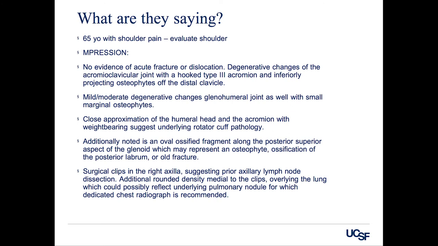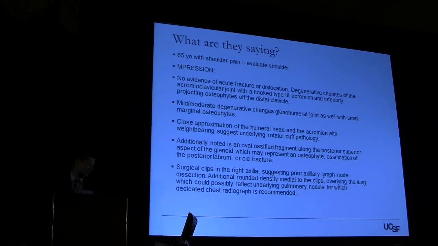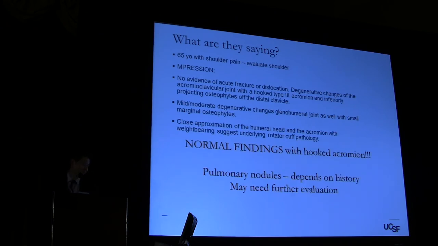And then this is what they found in the impression. So no evidence of fracture, mild degenerative changes, close approximation suggesting rotator cuff pathology. Okay, and then ossified fragment. So this is an x-ray, and this is what they gave us from the x-ray. And all that shows is normal findings in terms of an x-ray, but there's a little bit of a hooked acromion, which may be a risk factor for subacromial impingement. However, they did find that there are pulmonary nodules, so this depends on the history. If the patient has had any history, they may need further evaluation for this, okay?